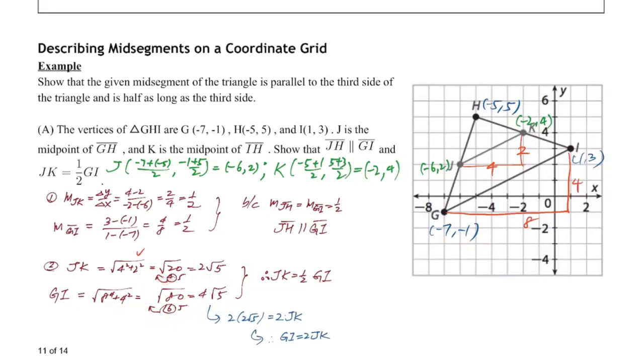Clearly, twice that is 4.5, 4 root 5, right? Therefore, JK is 1/2 of GI. All right, guys? Okay. So let's go to the next set of questions, shall we?